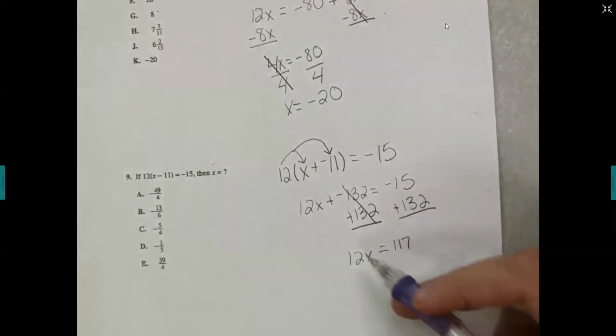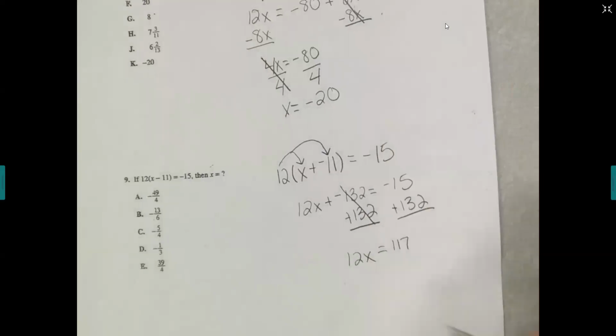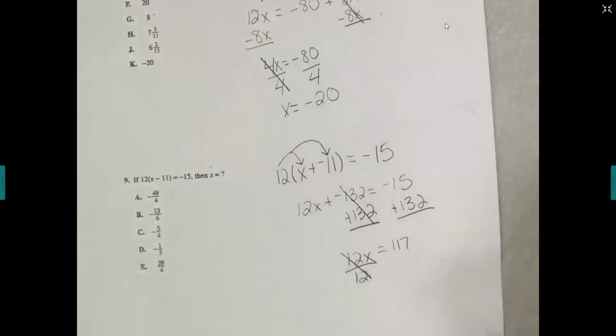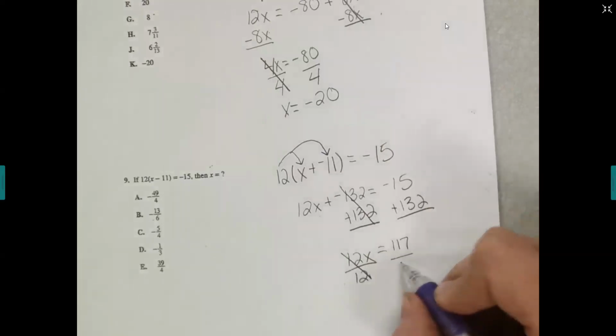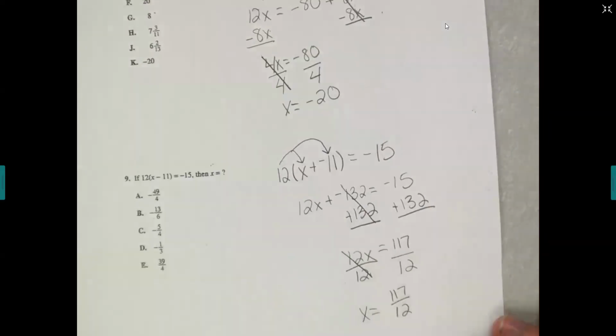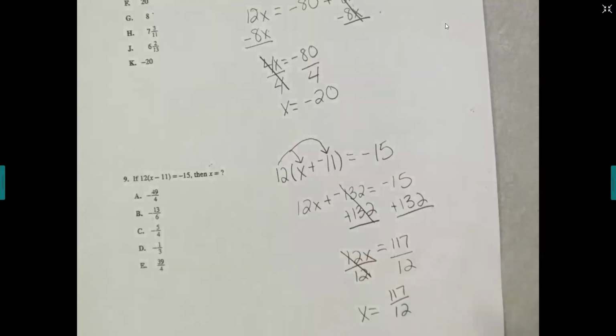And then again, just like the problem above it here, they're multiplying 12 times x. So that means I got to divide this side by 12 to get rid of it. And what I do to one side of my equation, I have to do to the other. So that leaves me with x equals 117 over 12. Now you might be thinking to yourself, hey, that's not an answer over here. So we have to reduce this 117 over 12.